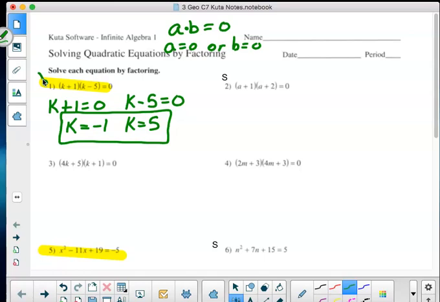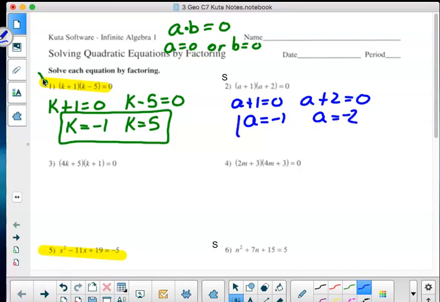Now, what I want you to do is practice number 2. Turn me off, go ahead and do yours, and then turn it back on and check. Okay, so in yours, you should have had a plus 1 is equal to 0, using the zero product rule, and a plus 2 is equal to 0. And a is equal to -1, a is equal to -2. And those are my zeros for that equation.